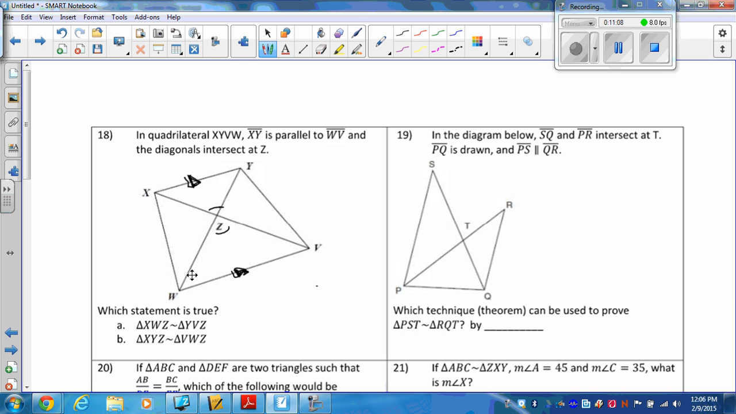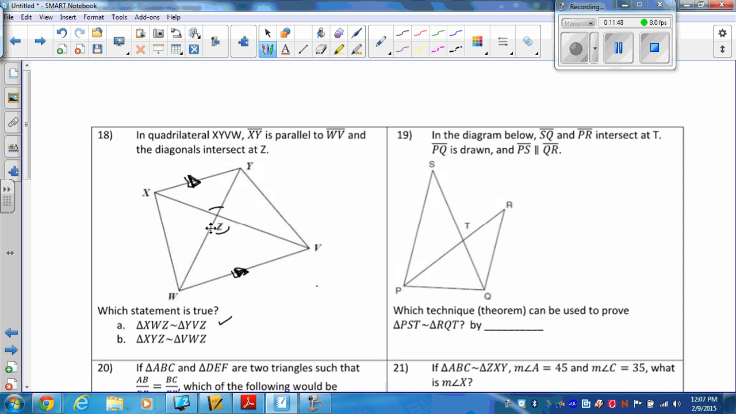So XWZ, it doesn't really mean anything about that one. And YVZ. So they're saying that this triangle is congruent to that triangle. And again, these angles are congruent, and these are alternate interior if this is a transversal. So that's definitely a possibility. Let's look at the other one.